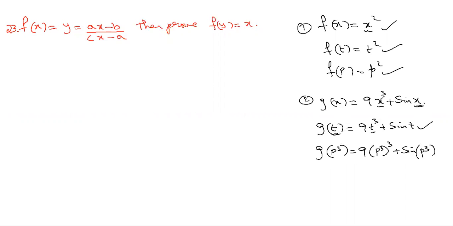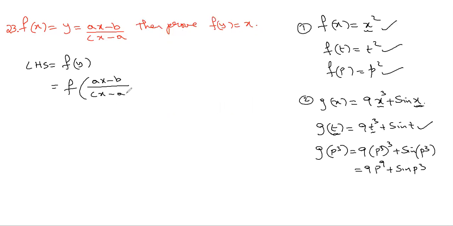When already one cube is there in the definition and input also having cube, then that leads to a confusion. Already one cube is here and one cube is here. So we write 9p power 9 plus sin p cube. So this kind of calculation becomes a little difficult. But that's why we use the input method. That means f of y we need to calculate. So LHS equal to f of y, which is ax minus b by cx minus a.